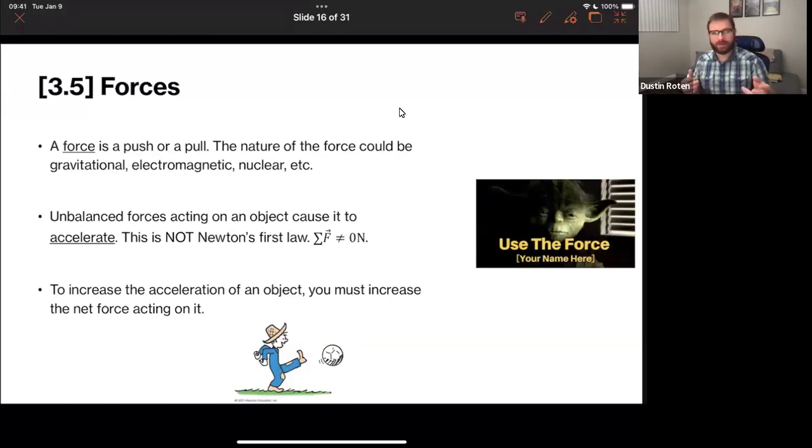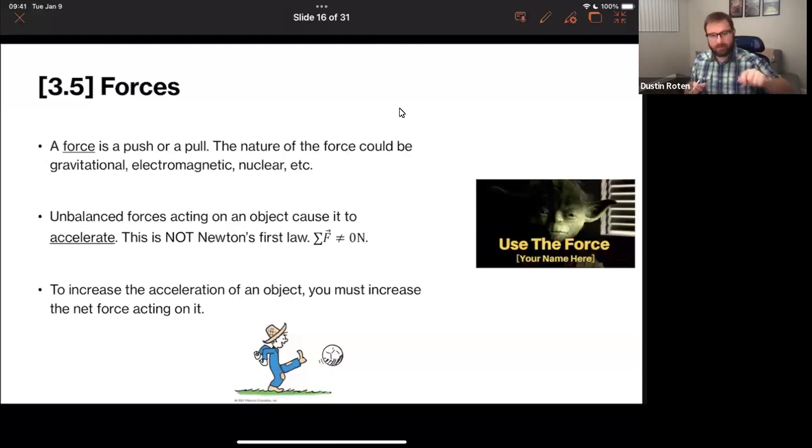So again, a force is essentially just a push or a pull. The nature of this force could come from anything: gravity, an electromagnetic force, nuclear force. There's lots that we'll talk about throughout the rest of the course. So knowing what a force is and how they work is really crucial right now.